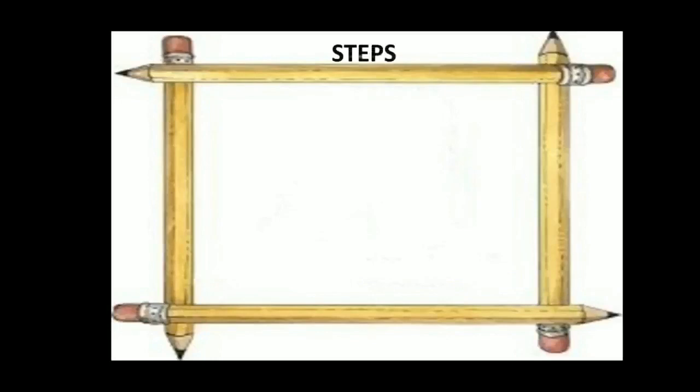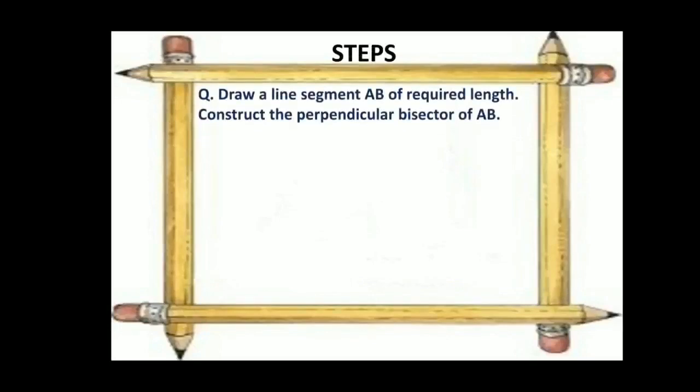Steps for drawing the perpendicular bisector. The question will be like this: draw a line segment AB of required length, construct the perpendicular bisector of AB. Something like that will be the question. Maybe they'll give the measurement. Draw a line AB with 10 centimeter. So you have to draw that line using scale for 10 centimeter. That's all. Other things are all the same. Okay, the procedure is the same.